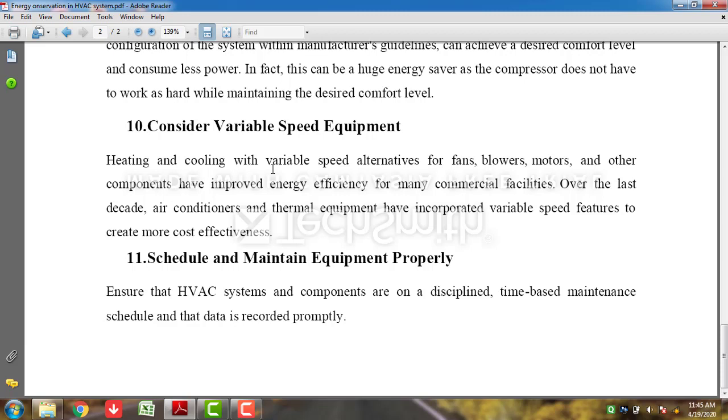And last point, schedule and maintain equipment properly. This is a common general point. Everyone knows that whenever we purchase something, we have to maintain it, right? So here the points end.